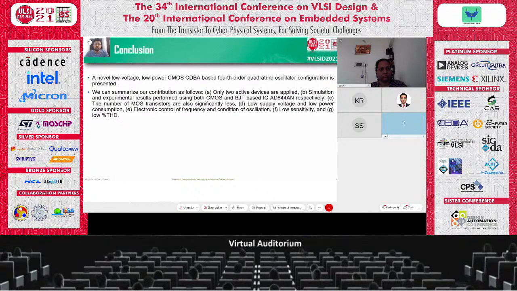The conclusion. So in this work, a novel low voltage, low power CMOS CDVA based fourth order quadrature oscillator configuration is presented. So we can summarize our contribution as here only two active building blocks are used, such as CDVA. Simulated and experimental results are performed using both CMOS and BJT based IC 8844AN for the breadboard verifications respectively. So the number of MOS transistors is also very less. Low supply voltage and low power consumption. Also, the electronic control feature is also available. So the sensitivity and the percentage of the total harmonic distortion is also significantly less.